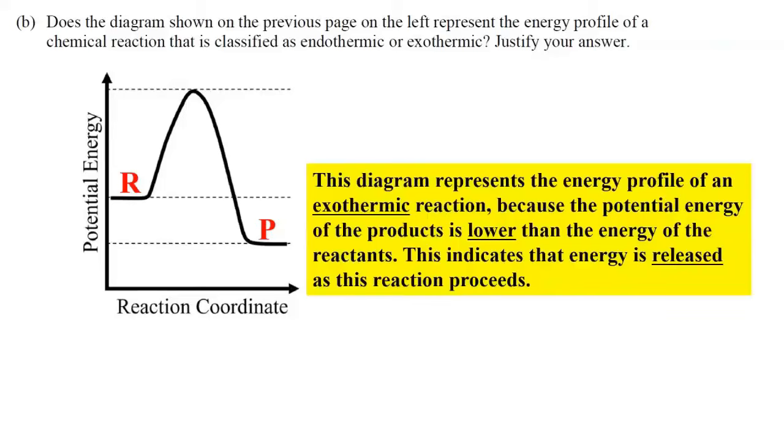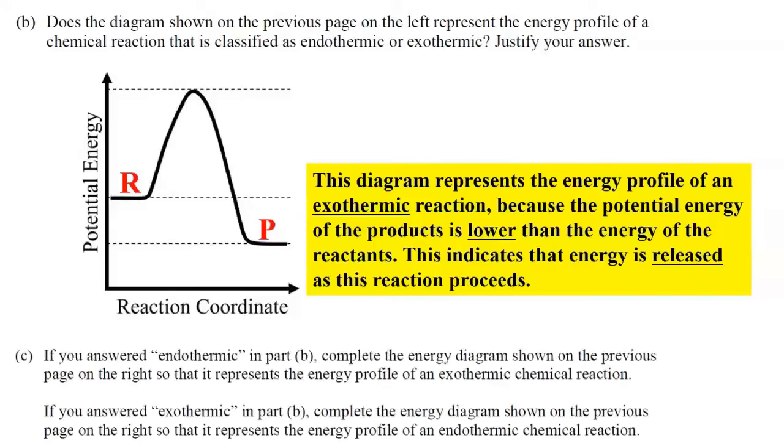So in this example, this represents an exothermic reaction because the potential energy of the products is lower than the potential energy of the reactants. So this indicates that as the reaction proceeds, energy is released. So releasing energy, exothermic, products are at a lower energy level than the reactants. So now we come to the next part of the question. This is part C. Well, if you answered exothermic in part B, which we did, complete the energy diagram shown on the previous page on the right so that it represents the energy profile for an endothermic chemical reaction.